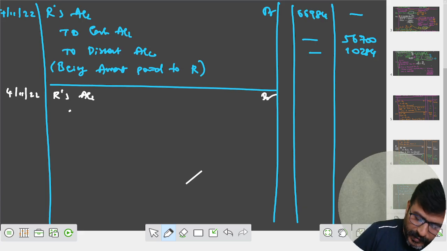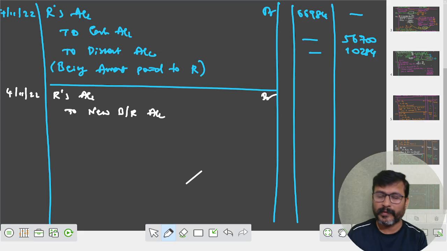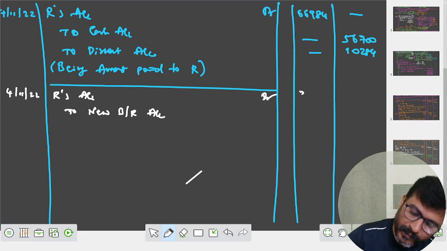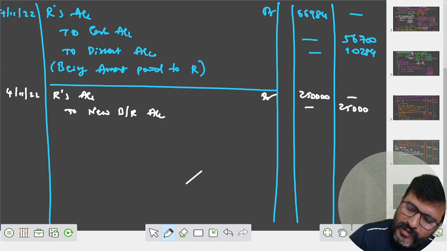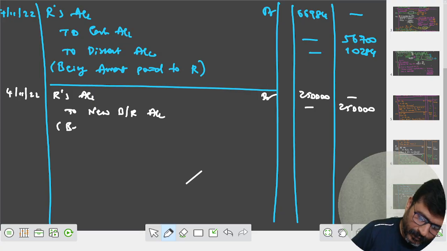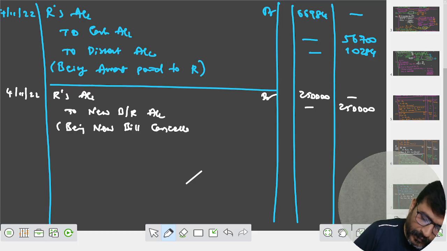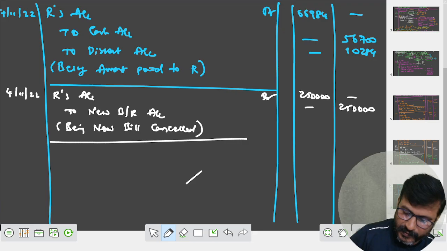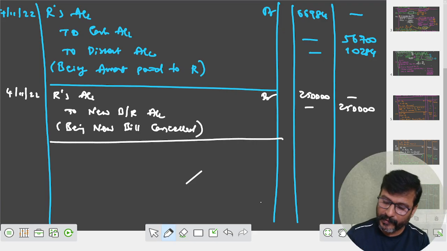R's account debit to new BR account. How much amount of the new bill? 2.5 lakh. Being new bill cancelled. What happened? Being the new bill is cancelled.